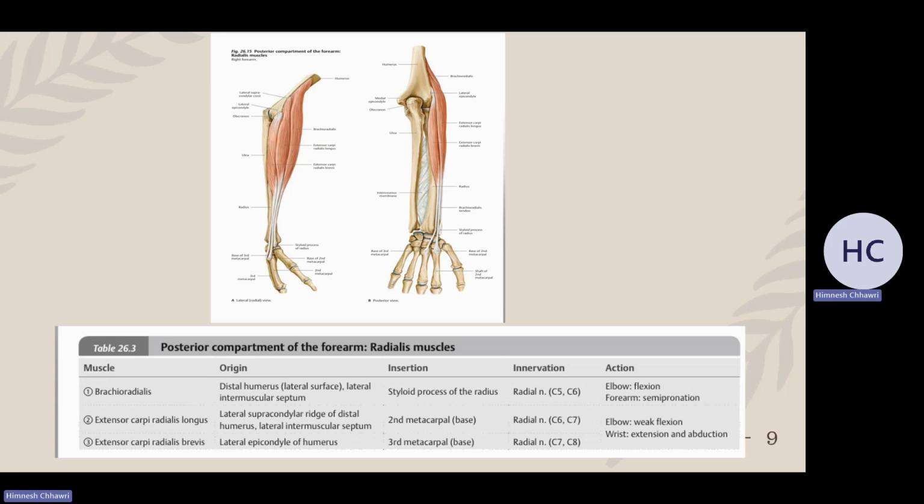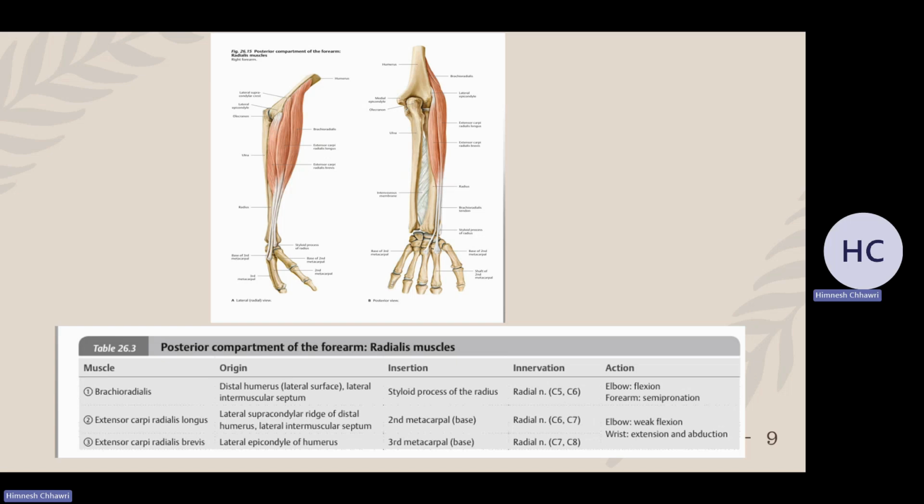Extensor carpi radialis longus originates from the lateral supracondylar ridge of the humerus. Lateral supracondylar ridge, above the lateral condyle. Okay. And it inserts into the second metacarpal.